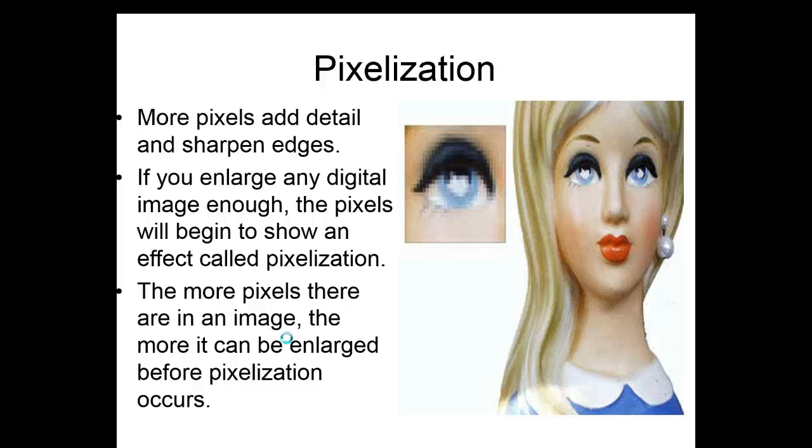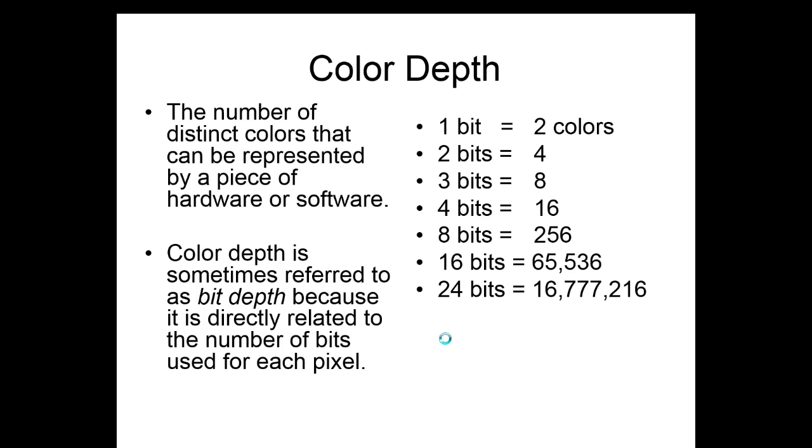So a couple of terms we want to talk about. One is pixelization. And pixelization is when you enlarge a digital image enough that you start to see the actual pixels. So here on the far right, we see a picture of a doll's face. And as we enlarge a component of that doll's face, for example, the eye, you can actually start seeing this pixelization. You see these squares or the actual pixel elements. So we'll see how we can kind of control that a little bit.